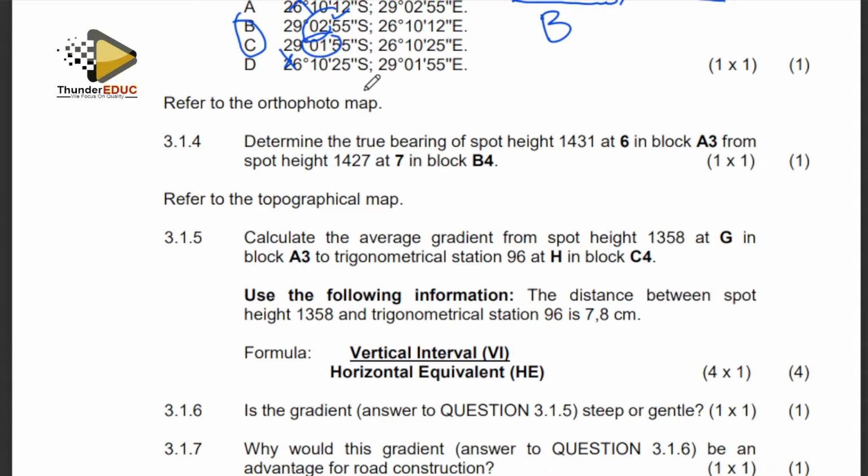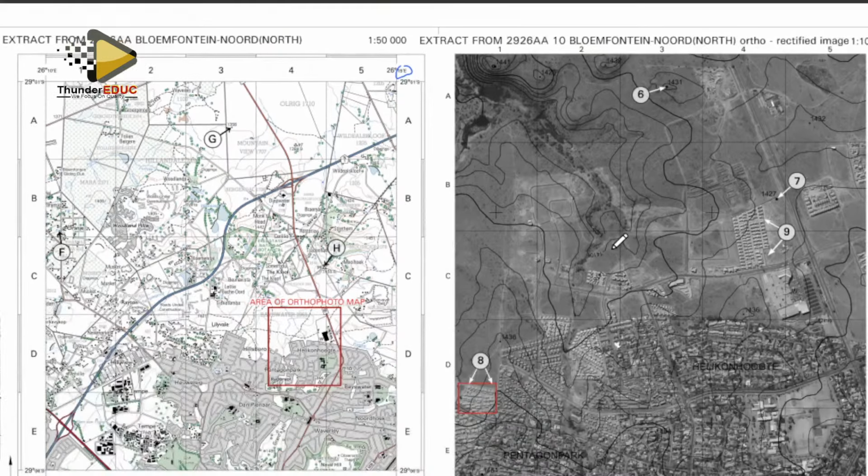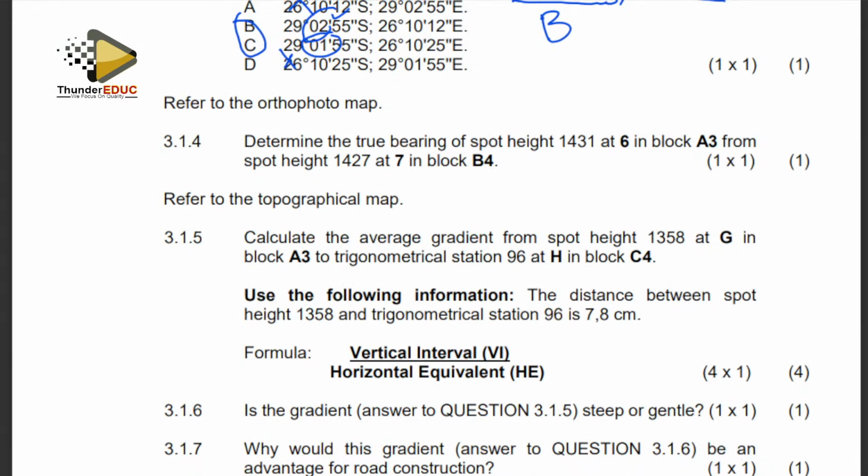So refer to the orthophoto map. We come here, we look at the map. Orthophoto map is where? Is here. Okay, so we are going to refer to this. Which question? Let's quickly go to the question. Refer to the orthophoto map. And the question that you're looking at is saying, determine the true bearing of a spot height at 6 in block 1 from. Remember I told you that the moment they say true bearing, the keyword is from. What is the starting point here? Spot height 1427 at 7.